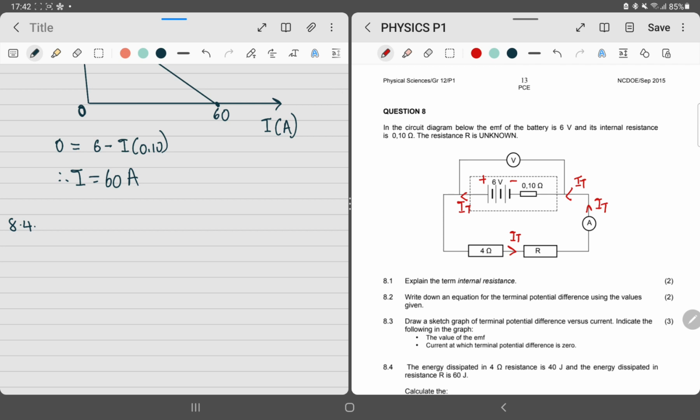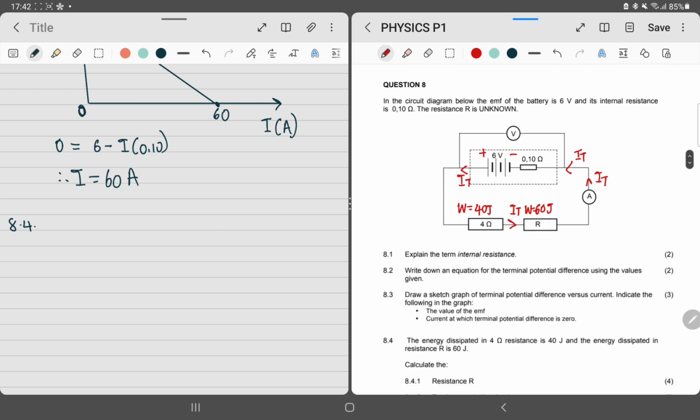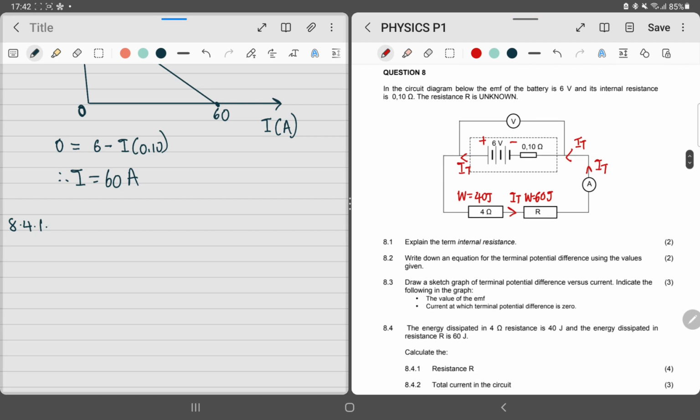8.4. The energy dissipated in the 4 ohm resistor is 40 joules. So this is 40 joules. And the energy dissipated in the resistance R is 60 joules. Energy refers to the work. 8.4.1. We need to calculate the resistance R.